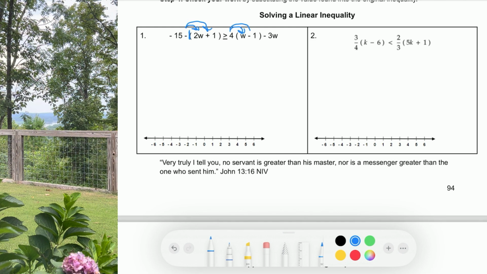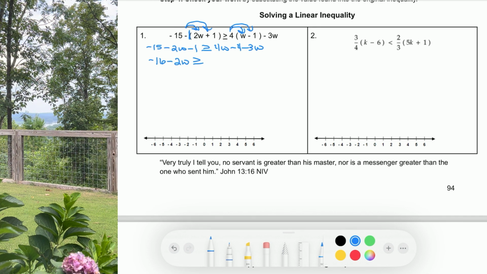And I need to distribute the 4 to the items in that parentheses. So I have -15 minus 2w minus 1 is greater than or equal to 4w minus 4 minus 3w. Now I need to combine like terms if possible. On the left-hand side, I can combine the -15 and the -1 and get -16. And then I still have the minus 2w.